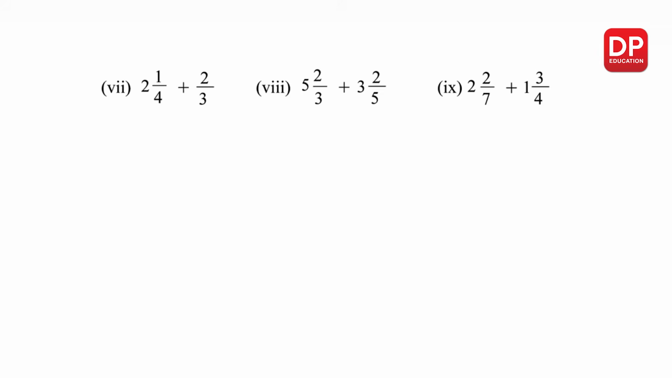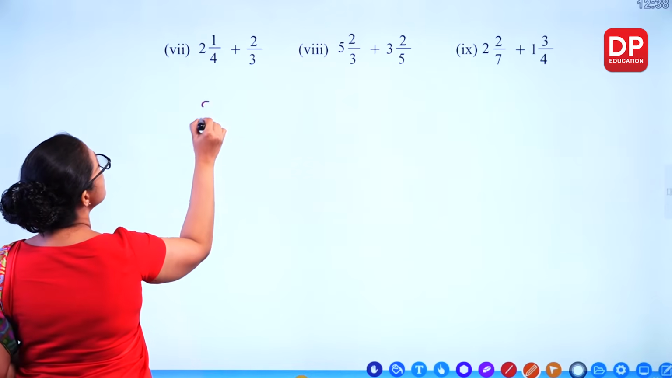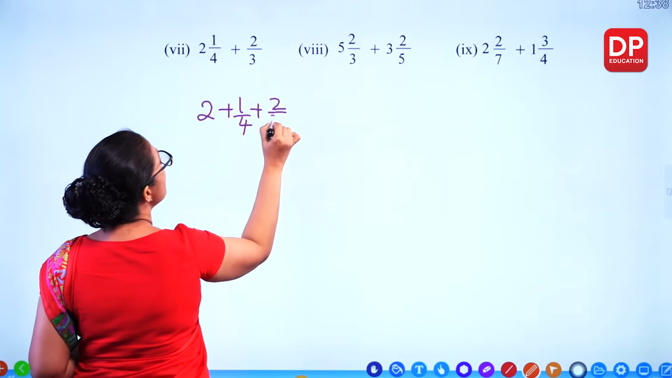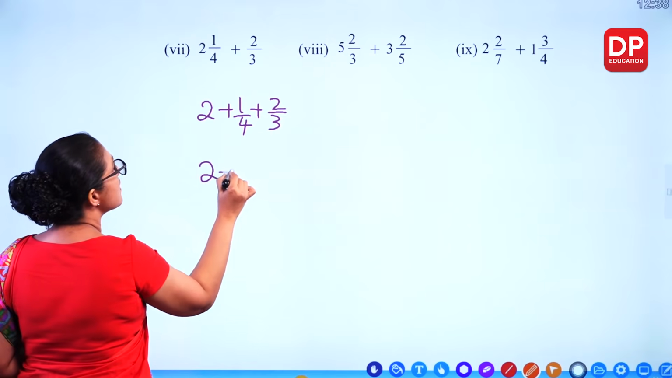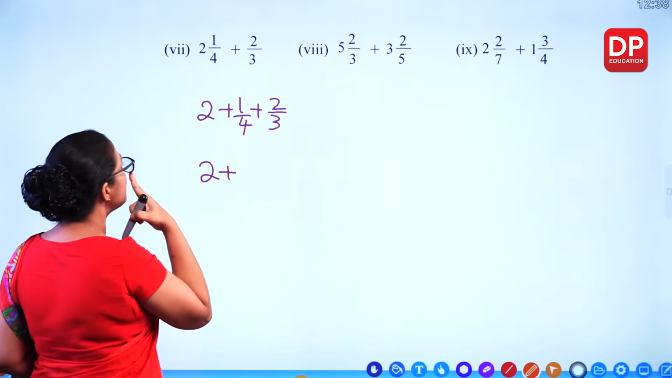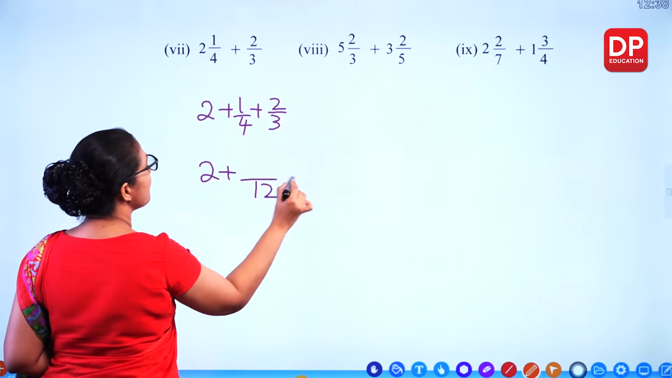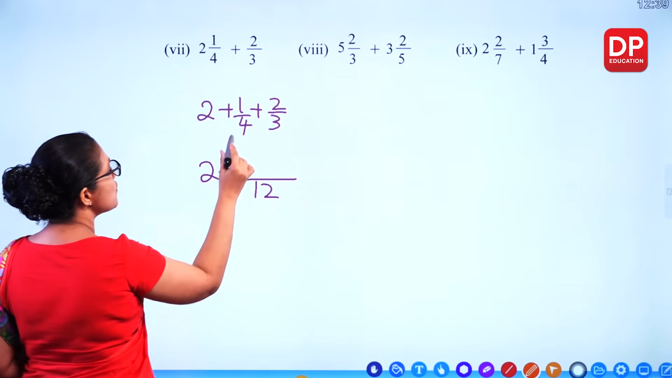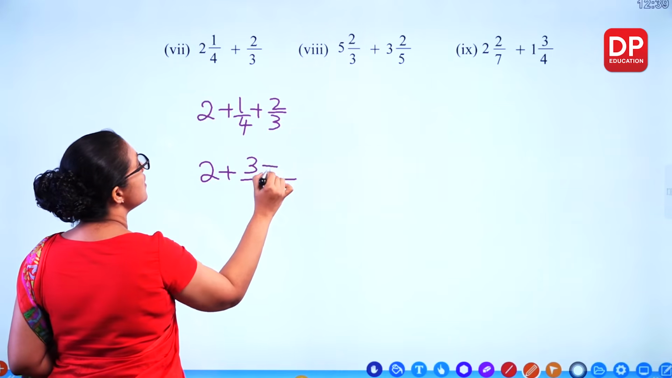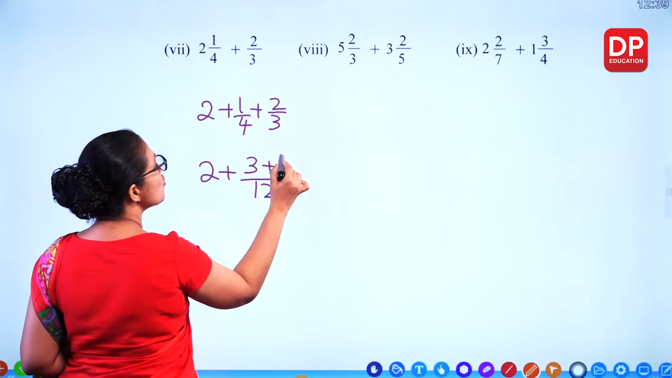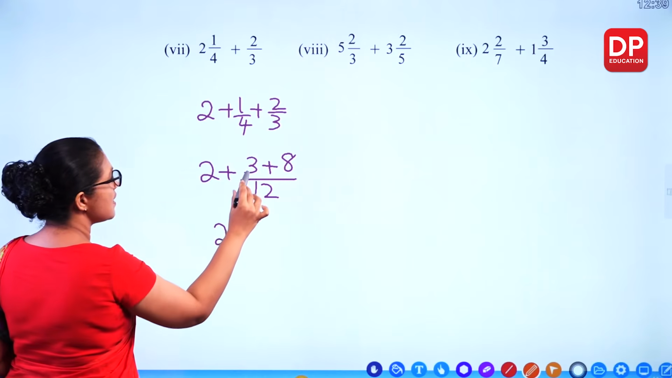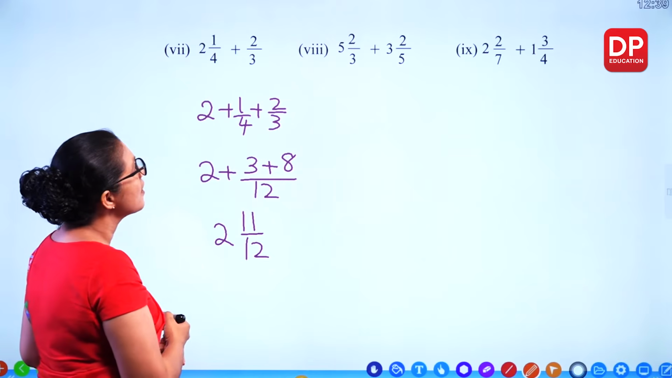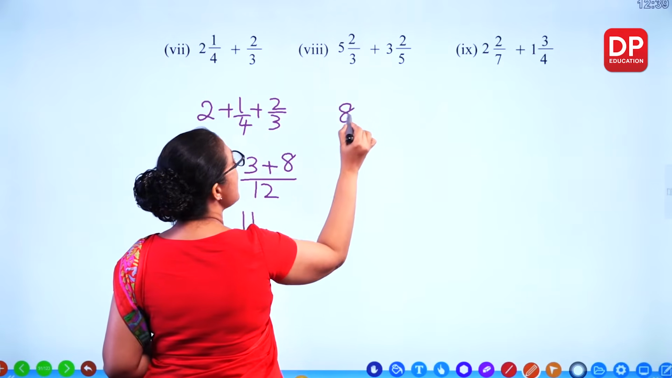This one, add the whole numbers first. 2 is there. Then 1/4 and 2/3. Add separately. You get the common denominator of 4 and 3. That's 12. Convert both the denominators to 12. 3 times 4, 12. 3 times 1, 3. 4 times 3, 12. 4 times 2, 8. What's the answer? 8 plus 3, 11. 11 out of 12. 5 plus 3, you get 8.